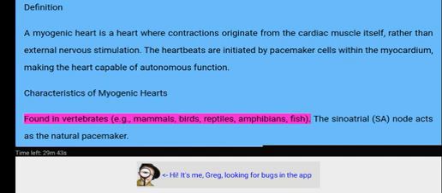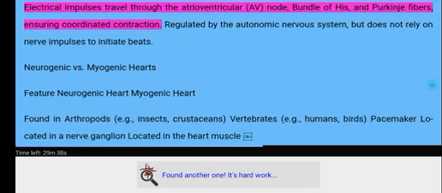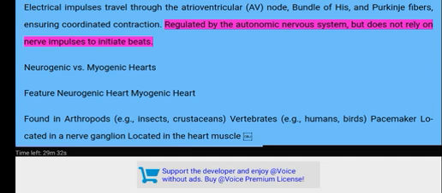Characteristics of myogenic hearts. Found in vertebrates, e.g., mammals, birds, reptiles, amphibians, fish. The sinoatrial SA node acts as the natural pacemaker. Electrical impulses travel through the atrioventricular AV node, bundle of His, and Purkinje fibers, ensuring coordinated contraction. Regulated by the autonomic nervous system, but does not rely on nerve impulses to initiate beats.